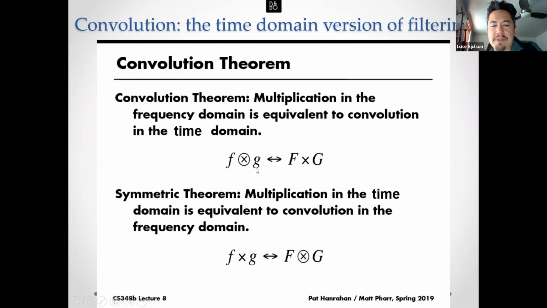But the idea here is that f and g are both functions of time, whereas big F and big G are the Fourier transforms, so this would be f as a function of frequency. If you multiply F times G, say this is the function and this is your filter transfer function, that's equivalent in the time domain to convolving f with g. The convolution operator is this x with the circle around it. And it's actually the same thing in reverse.